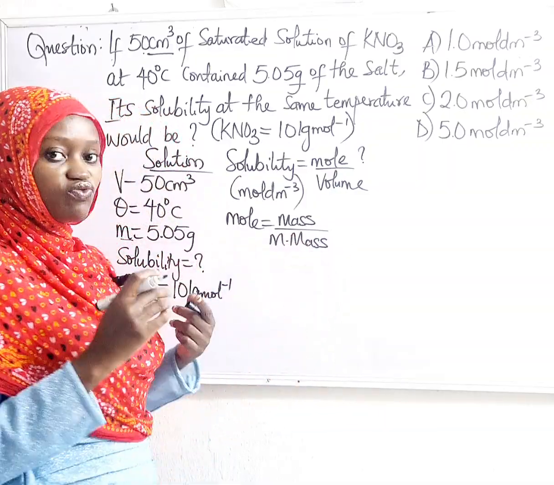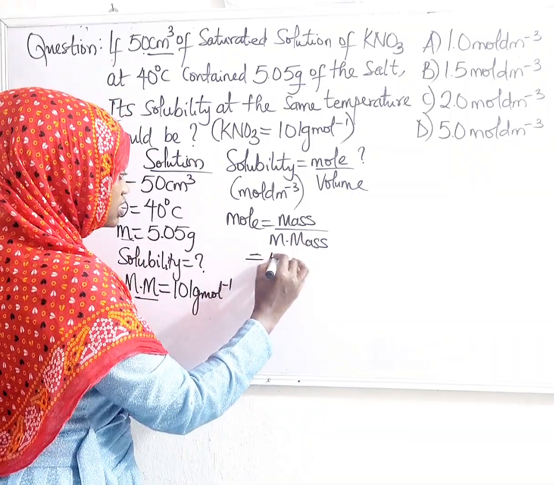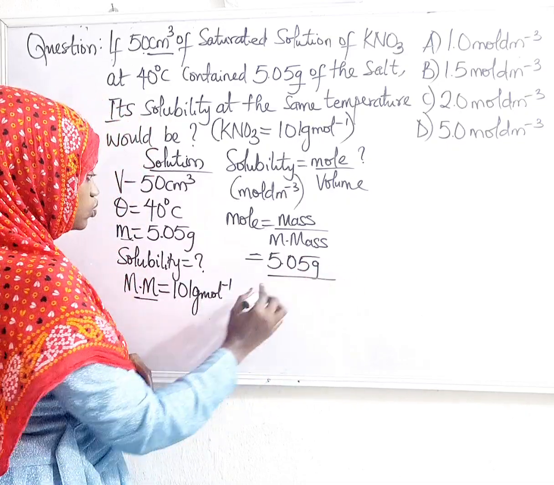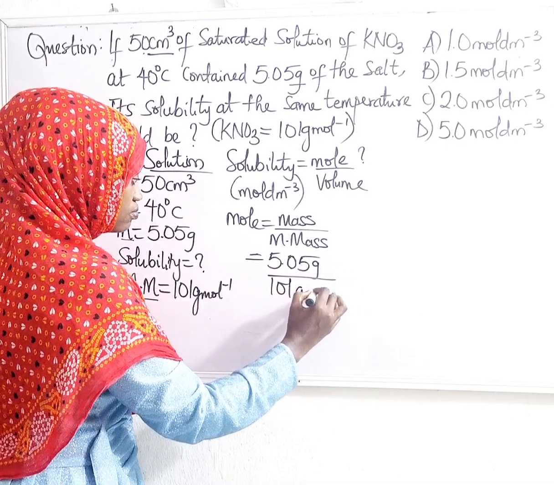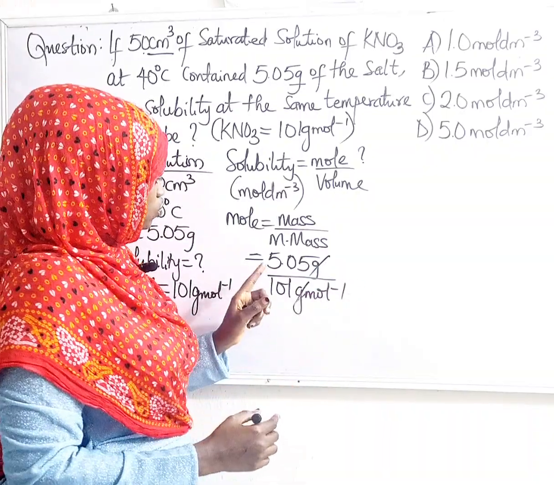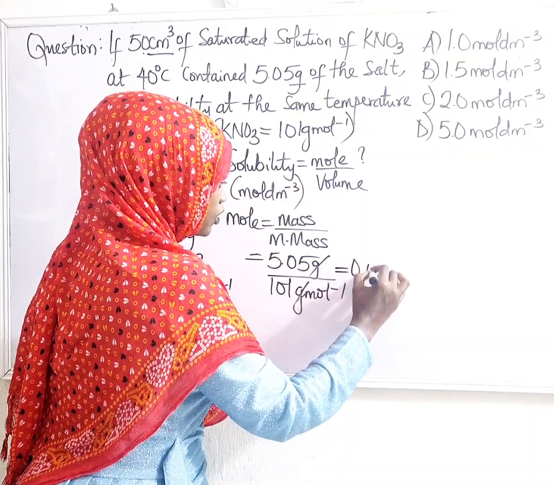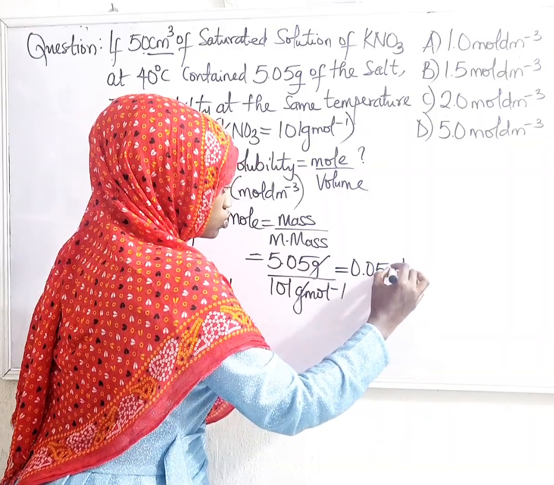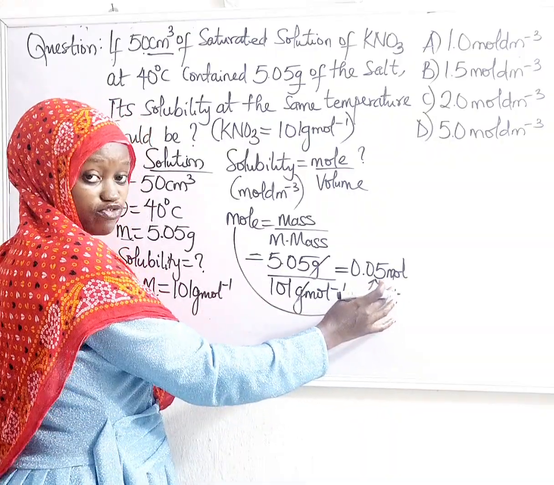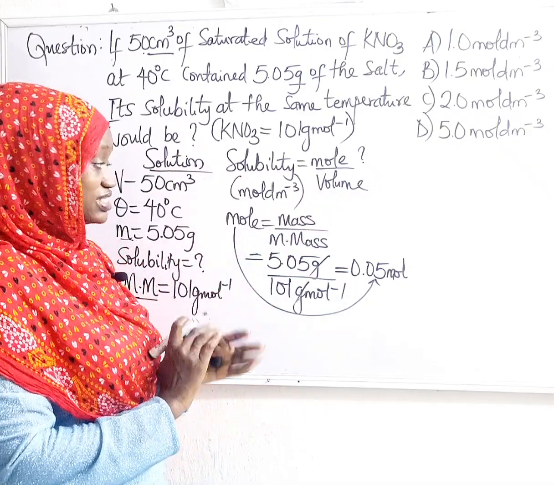I've explained this in one of my videos. You can check through my page, okay? So now to get the value for the mole, we have the mass given as 5.05 grams divided by the molar mass, which is given as 101 gram per mole. Now we can see that the grams will cancel out, right? So we have 5.05 divided by 101. This will give us a value of 0.05 mole. So the unit for mole is mol, right? Now we've gotten the value for the mole as 0.05 mole. Now, all we have to do is come to the formula for solubility and substitute, and we get our final answer. Is that easy?